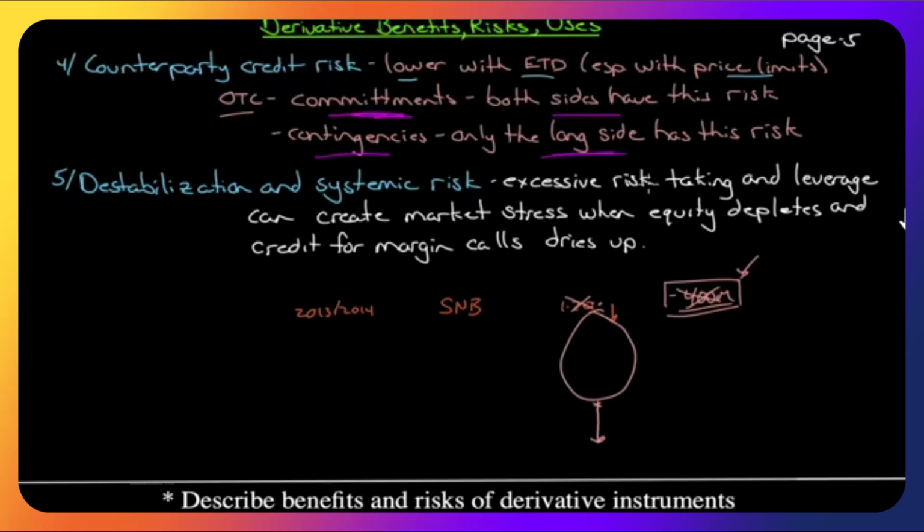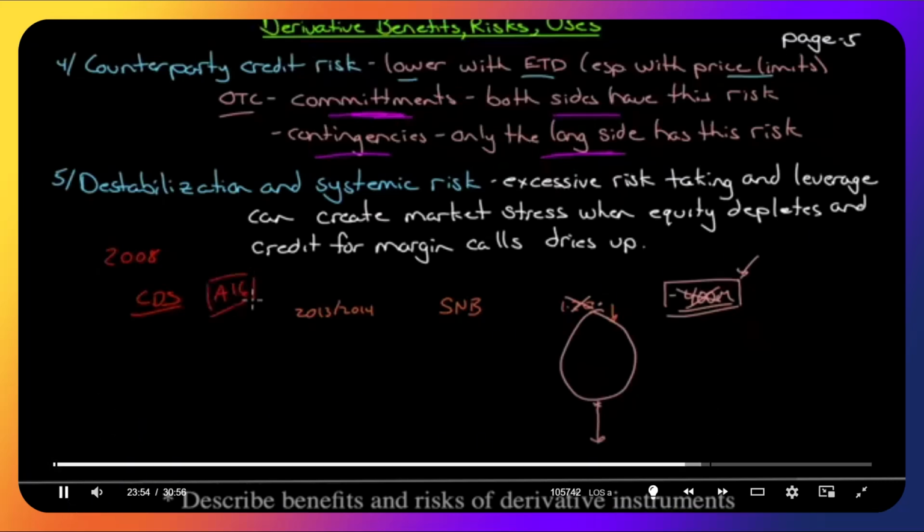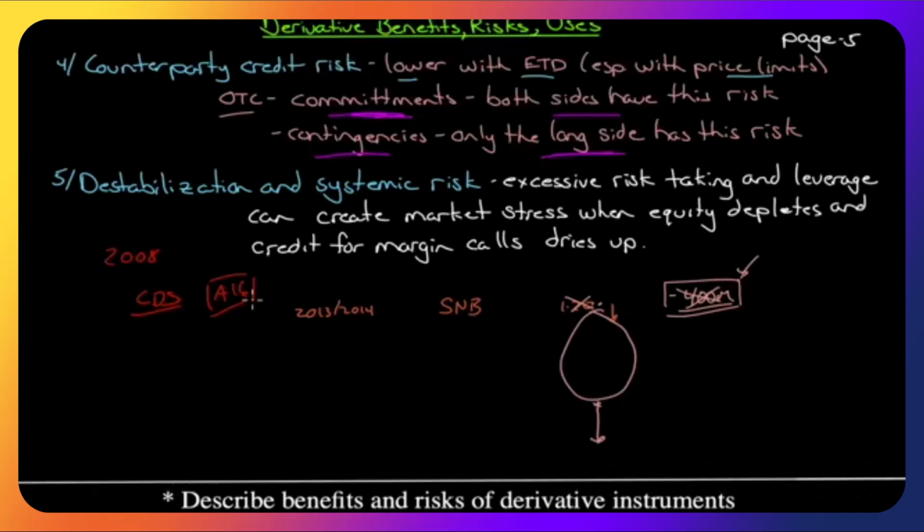Destabilization and systemic risk. Excessive risk-taking and leverage can create market stress when equity depletes and credit for margin calls dries up. This is 2008. Go back to 2008 and CDSs, credit default swaps. AIG was the big one there, wasn't it? An insurance company selling a whole bunch of CDSs, and they failed, and a lot of them had to be paid out. AIG simply didn't have the money, but it was big enough that it caused ripple effects through the system and was big enough to take down the system.